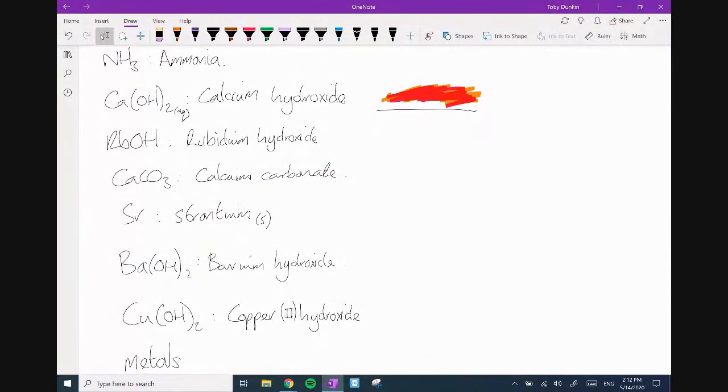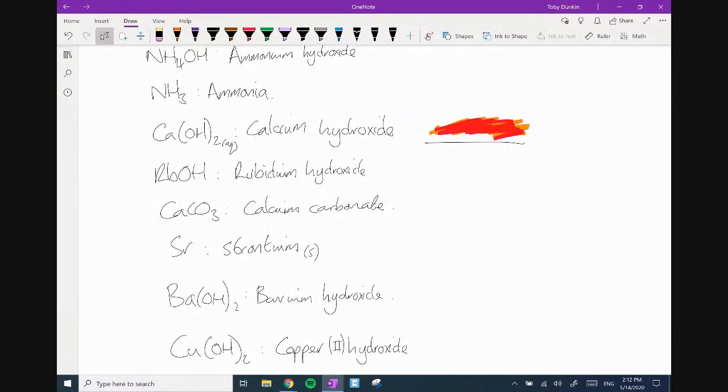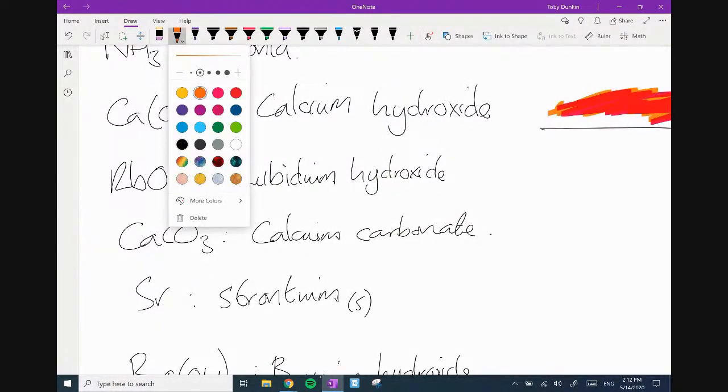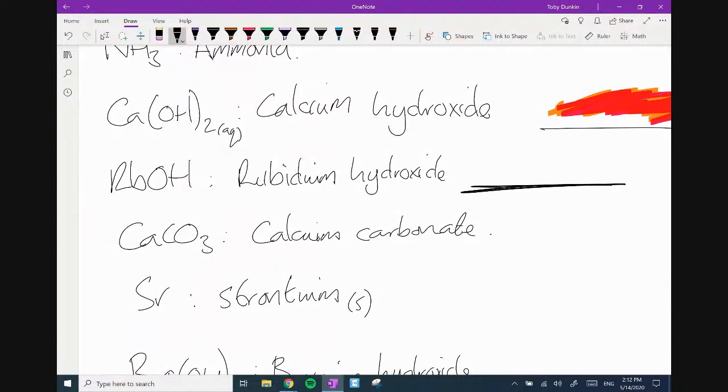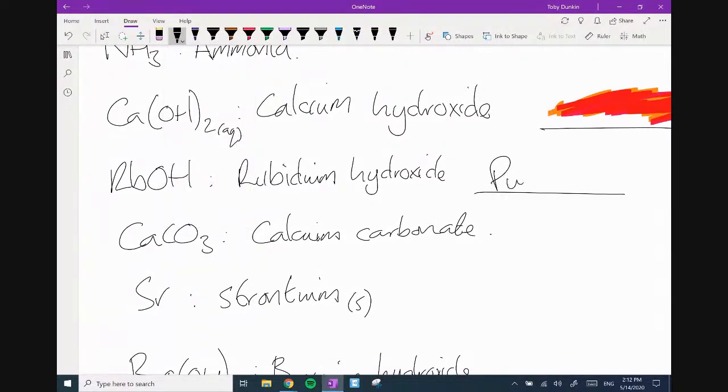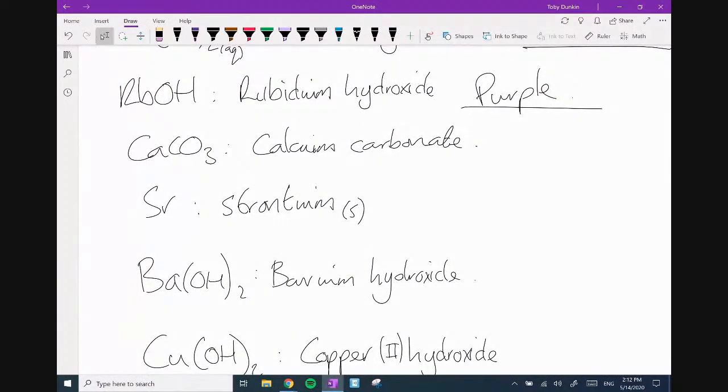Next one. Oh, rubidium. I've never taught it to you. There are ones that you don't need to know, folks. Rubidium's purple. Just so you know. Rubidium, purple. Yeah, slightly darker than the lithium.